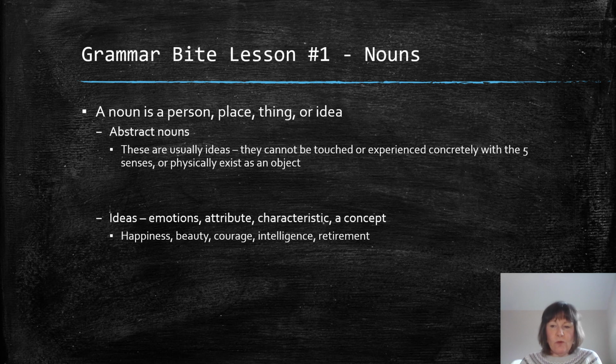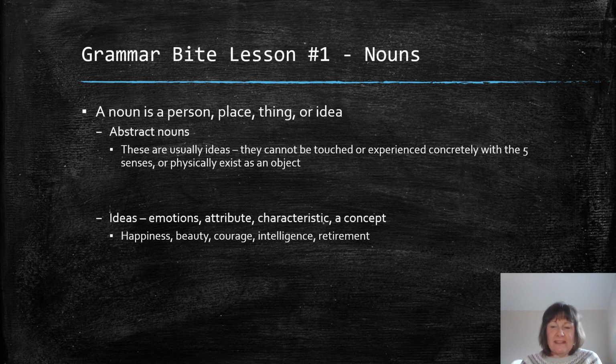Now, usually older kids are going to be able to grasp this. Younger children, this is still too abstract. Get it? Abstract noun. These are usually too abstract for them to understand at a younger age.